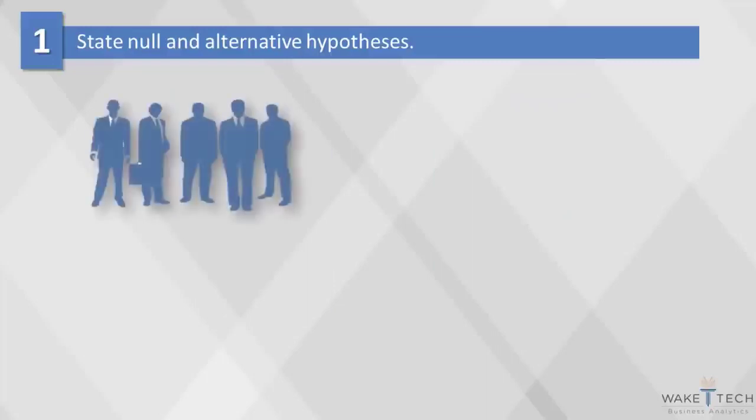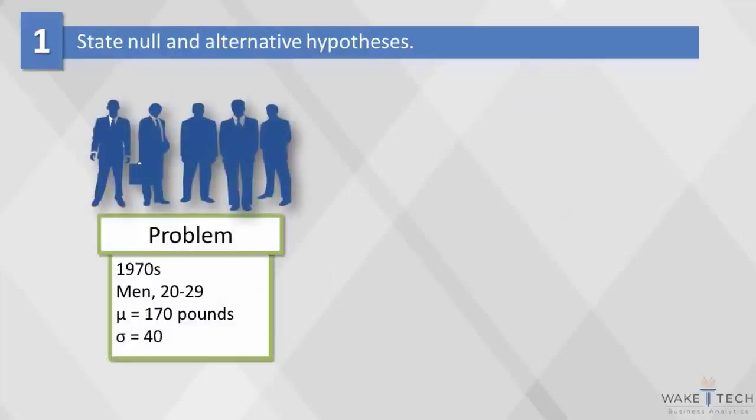In the late 1970s, the weight of U.S. men between 20 and 29 years of age had a log normal distribution with a mean of 170 pounds and a standard deviation of 40 pounds. To illustrate the hypothesis testing procedure, we ask if body weight in this group has changed since 1970. This is called our research question, and it can be answered in one of 2 ways.